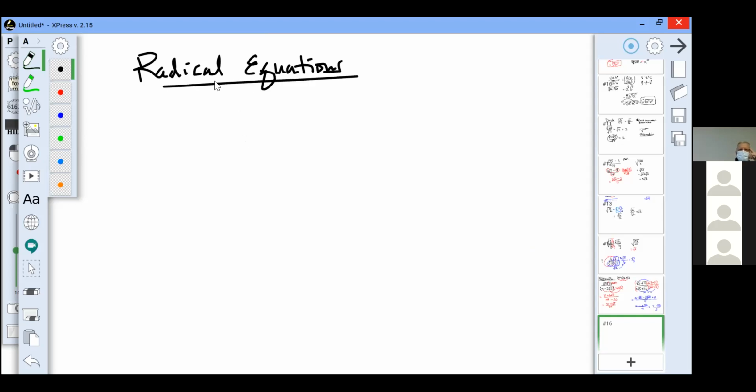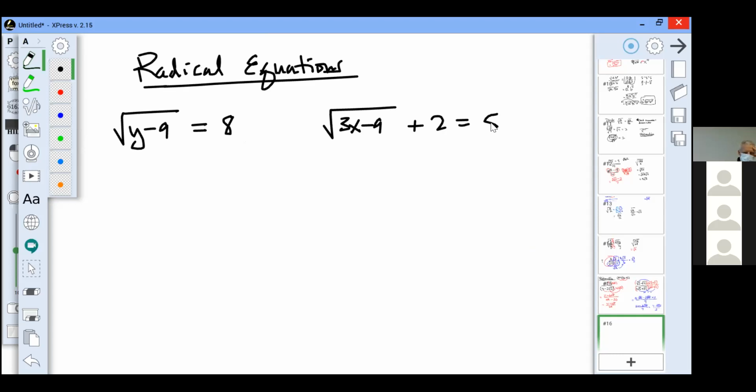The key to solving depends on what type of radical equation it is. If there's one radical on one side and a numeric value on the other, or a radical with stuff added or subtracted and a numeric value on the other side, you just want to isolate the radical. Once you isolate the radical, if it's not already isolated, square both sides, and you've got an equation that will solve very quickly.